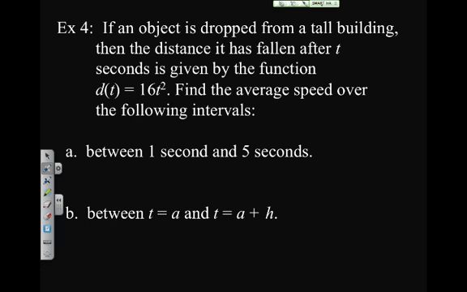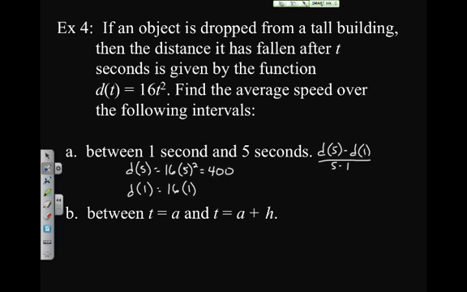So when we look at between 1 and 5 seconds, we need d of 5 minus d of 1 over 5 minus 1. So d of 5, we plug in a 5, it's 16 times 5 squared, which is 16 times 25, and that is 400. And then d of 1 is 16 times 1 squared, which is 16. So here we have 400 minus 16 over 5 minus 1, which is 4. And when we divide that, we get 96. They don't give us any units. 96 is the average speed there.